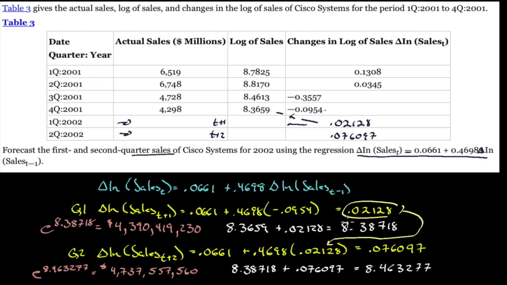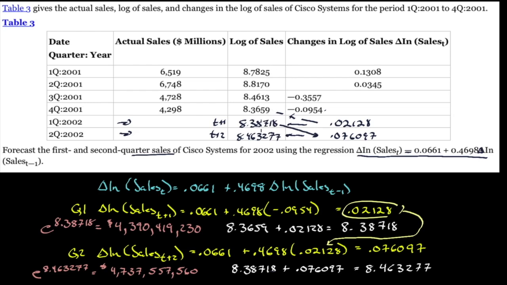There we go. So 8.3659 plus this number will give us this value here, 8.3659 plus the difference that we've just calculated gives us 8.38718, and 8.38718 plus the next difference that we calculated for t plus 2 will give us this value, 8.463277.